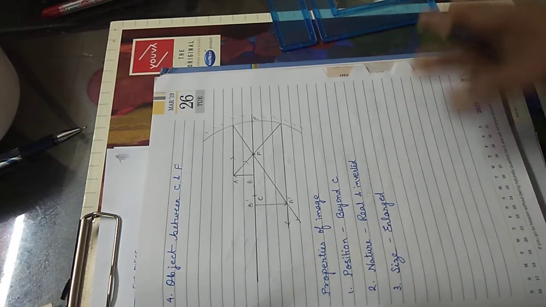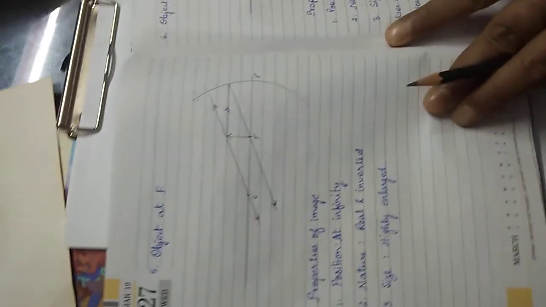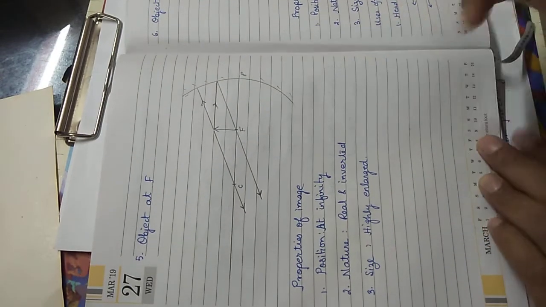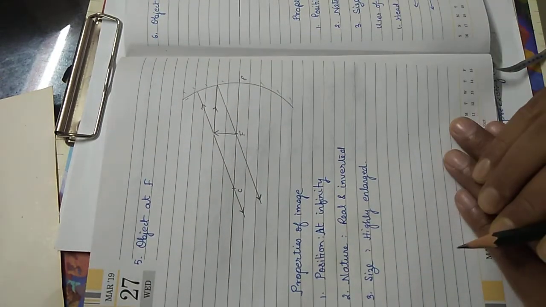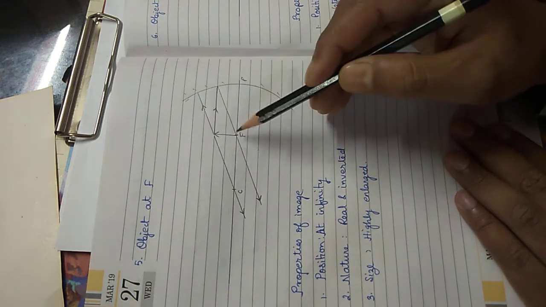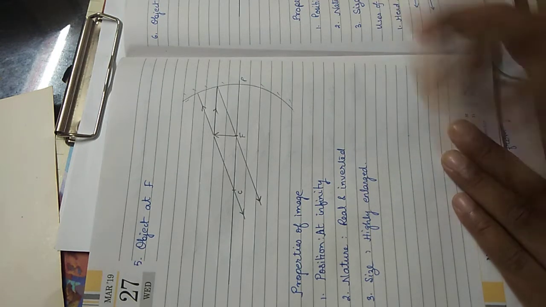Don't write magnified because the word magnified has a different kind of meaning. So better to use the word enlarged. Next position, object at F. Just recall, the image was formed at F when the object was at infinity. Now when the object is at F, the image will be at infinity. So the things get reversed.